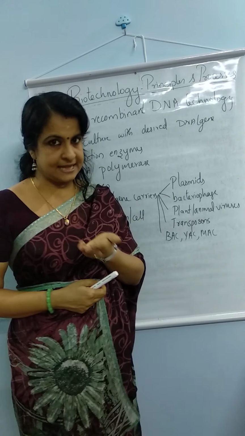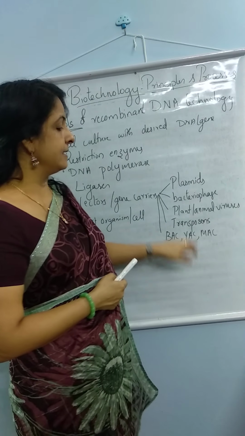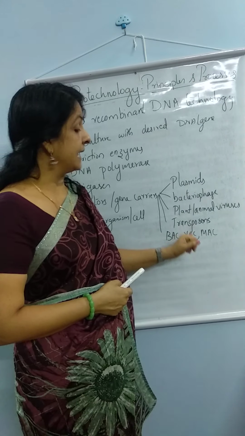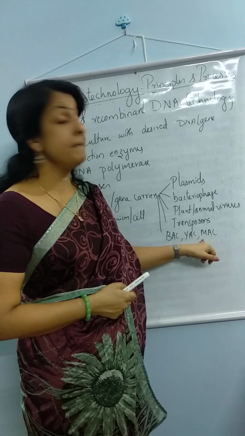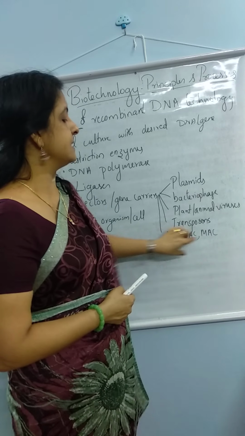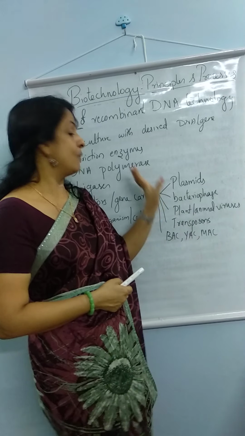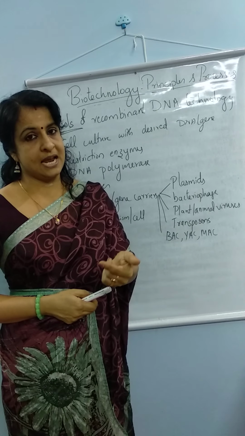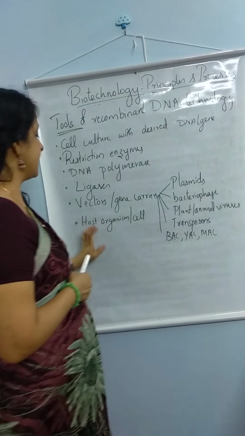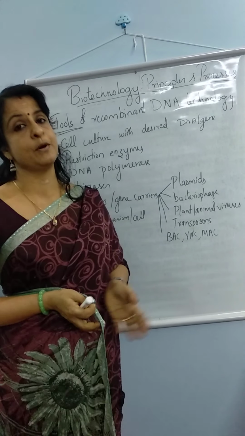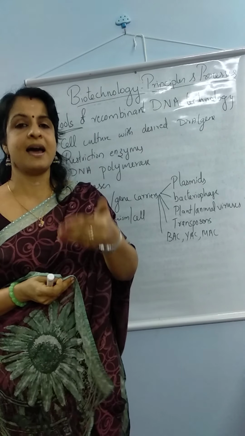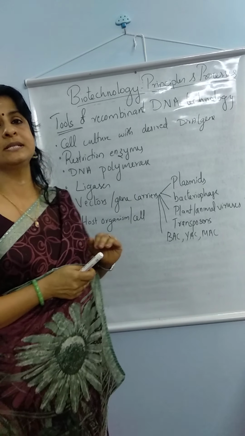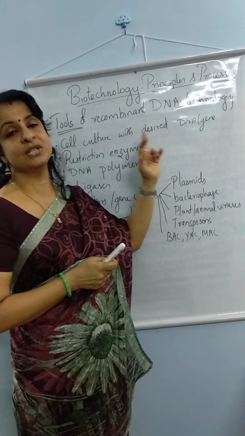Then artificially synthesized ones, BAC, what is that? Bacterial artificial chromosome, or yeast artificial chromosome, mammalian artificial chromosome. All these are also used as vectors. So vectors or gene carriers are used to transfer the rDNA to the host organism. Then the last one is we need the host organism or the host cell to which the rDNA has to be transferred. So these are the various tools needed for recombinant DNA technology.